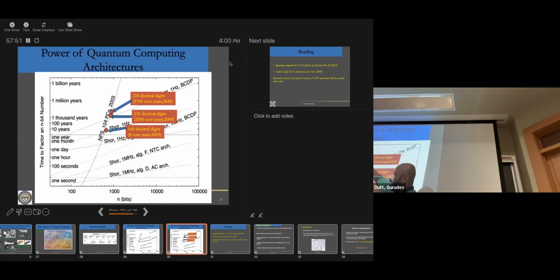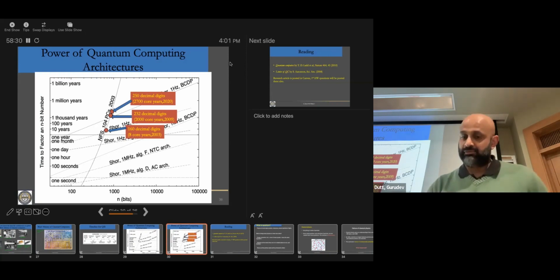A few more digits and the algorithm improved a little. People figured out some efficiencies. They were able to do this one in only 2,700 core years. But current modern day RSA is RSA 2048. It's 2,048 decimal digits. That's going to take billions of years on the same scale to crack. So that's the kind of problem that factoring the numbers in an RSA encryption is. That's how hard it is for a classical algorithm.